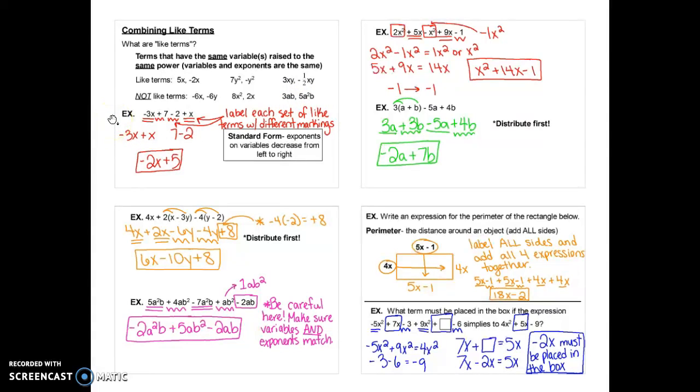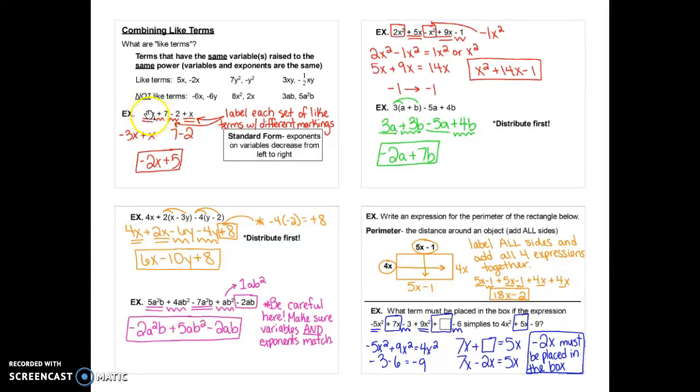Okay, so our first example, we are looking at actually combining the like terms that are there. So our original expression is a negative 3x plus 7 minus 2 plus x. Okay, so the first thing that we do is we're going to label each set of like terms with different markings, so that way we can see easily which ones are able to be combined.